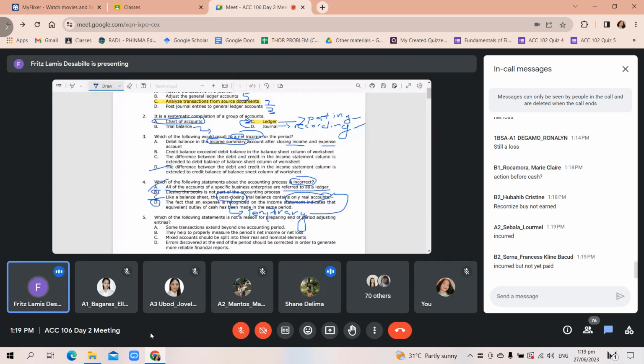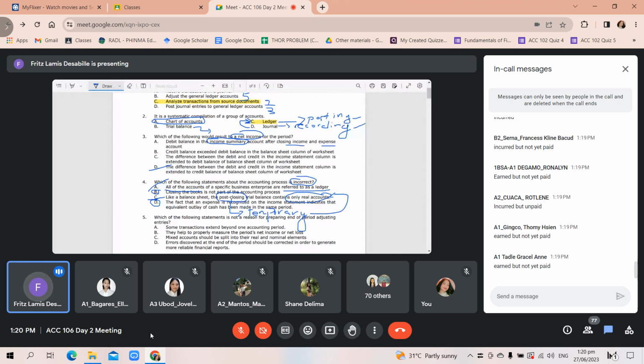Correct. So letter D says there is an equivalent outlay of cash that has been made in the period. Wrong, right? Because with accrued expenses, you have an expense but the credit is to a liability. So the effect is that there is an expense but there is no outlay of cash.